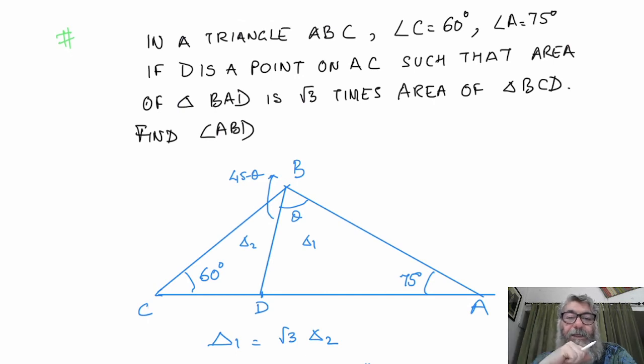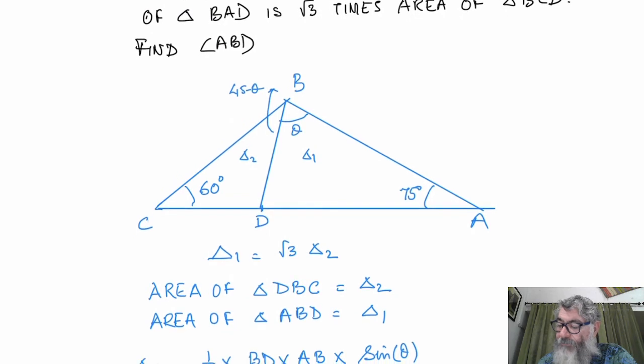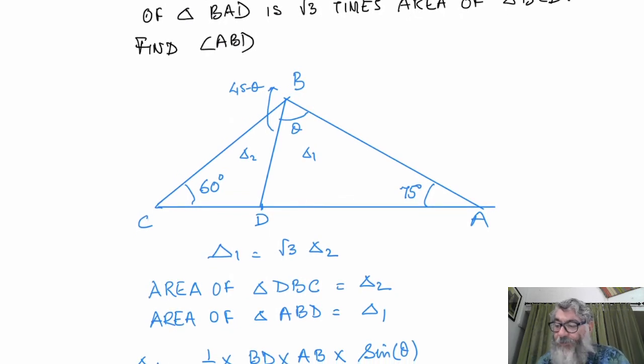So we have taken two areas, delta 1 and delta 2. Delta 1 I have taken as the area of the bigger triangle, and delta 2 as the area of the smaller triangle. Now I have assumed angle ABD is equal to theta, then angle CBD will be 45 minus theta, because the total angle was 45: 60 plus 75 is 135, and 180 minus 135 gives us 45.